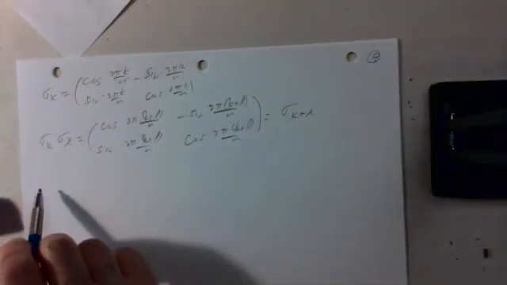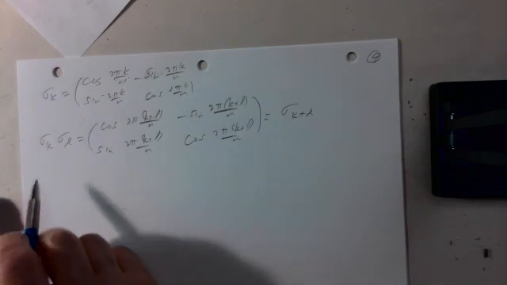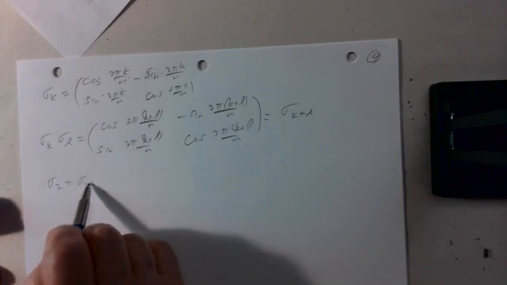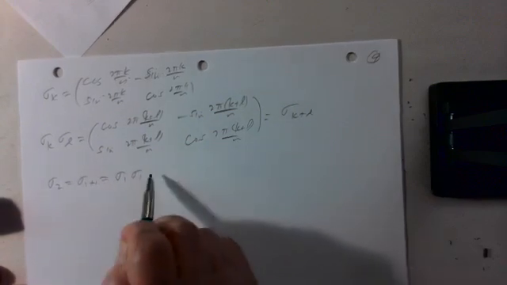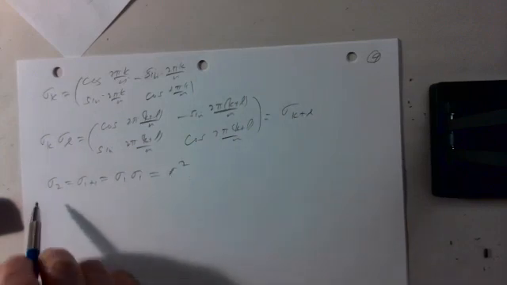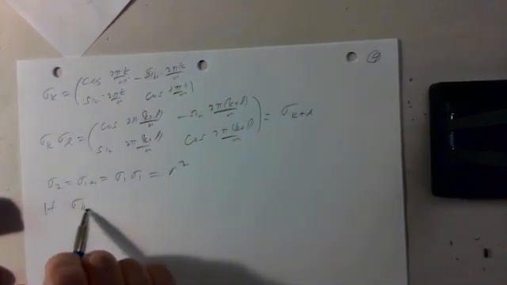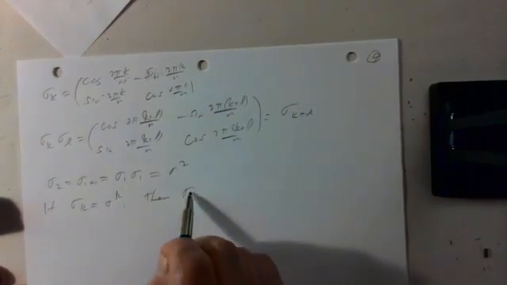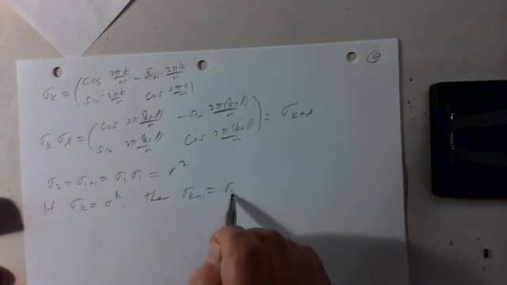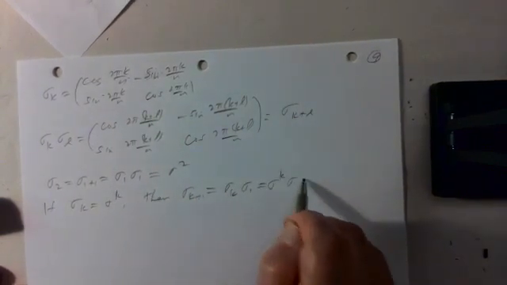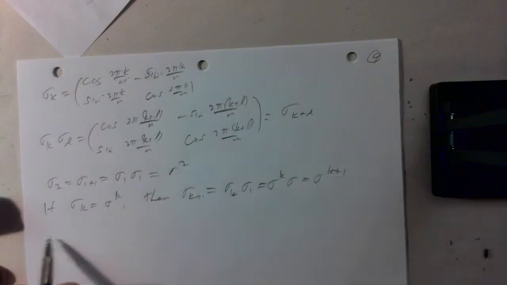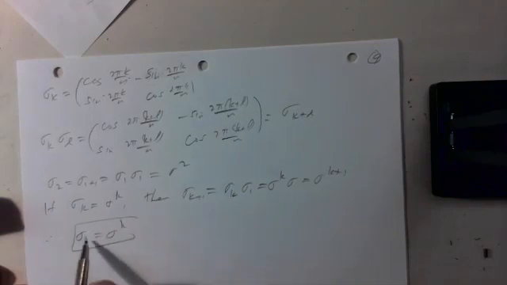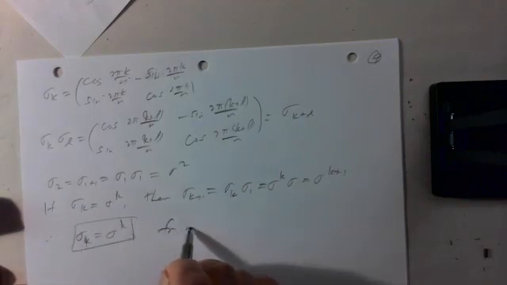So in particular, what can we say? Sigma 2, for example, that's 1 plus 1. That's sigma of 1 times sigma of 1, which is sigma squared. And if sigma of k is equal to sigma to the power k, then sigma k plus 1 is sigma k times sigma 1. That's sigma to the k times sigma. That's sigma to the k plus 1. So therefore, we have that sigma k is the kth power of sigma for all k.